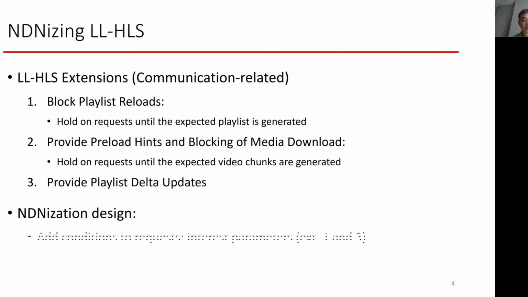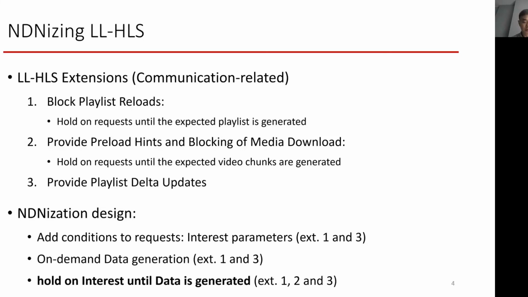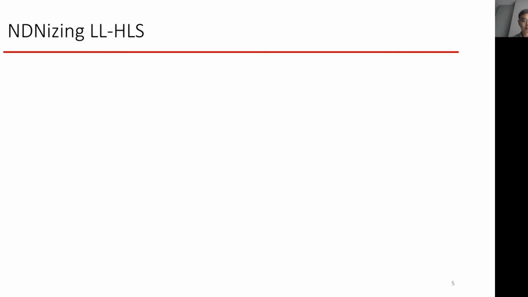To NDNize them, first, they need to add a condition to requests, and in NDN, we have these interest parameters. In extensions 1 and 3, we need them. They also have on-demand data generation with extra logic. Also, you have to hold on the request interest until data is generated. This is the biggest lesson we learned, because data can then be transmitted immediately back to achieve low latency.